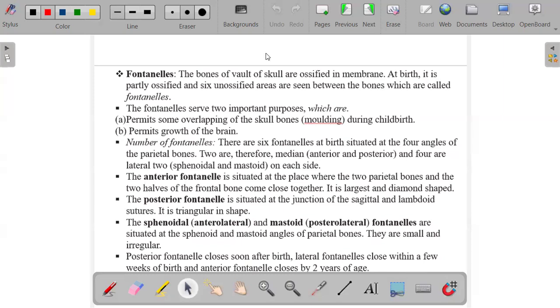So the anterior fontanelle takes a bit of time to close up. Okay, so this is about this. We'll continue with our class soon.